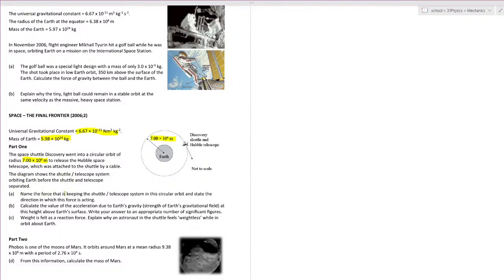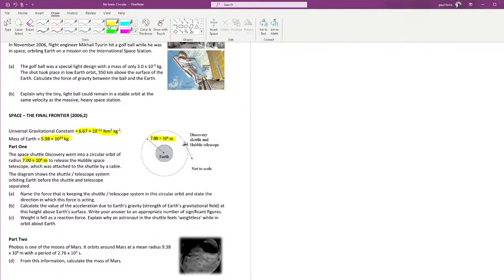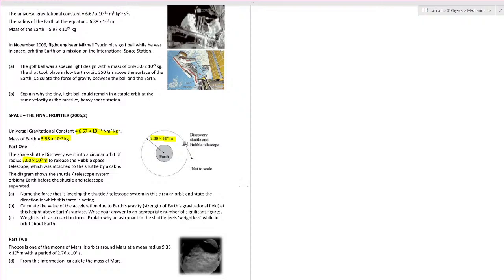Name the force that is keeping the shuttle telescope system in the circular orbit and state the direction in which the force is acting. So something is orbiting around the Earth. The force that you should think of is, of course, gravity. Gravitational force, which gives the centripetal force. So we're going to say gravitational force, and it's going to act towards the center of the Earth. So it's going to be boom, boom, boom, F, G.